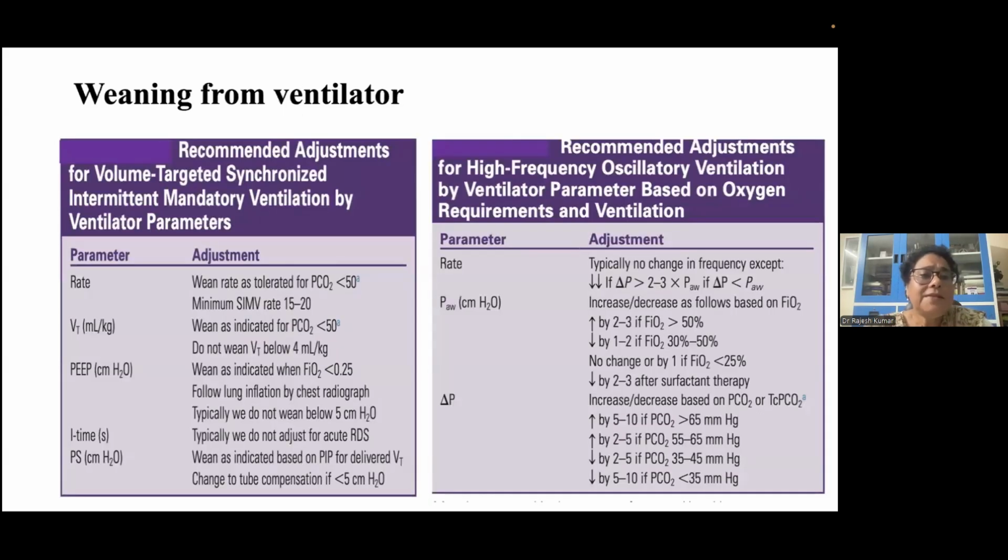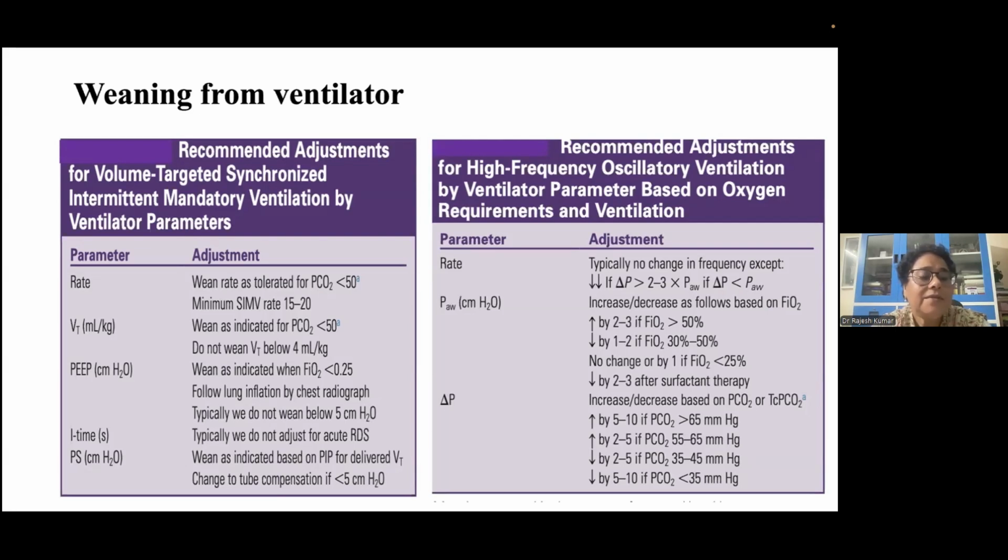Now, how to wean these babies from ventilator? So the recommended adjustment of volume targeted synchronized intermittent mandatory ventilation is shown here by ventilator parameters. So rate can be reduced till 15 to 20 based on the PCO2 level to maintain it below 50. And tidal volume, however, is not brought down below 4 ml per kg. PEEP again should not be brought down below 5 centimeter of water. I time is usually not touched. It is maintained at 0.3 to 0.35 seconds.